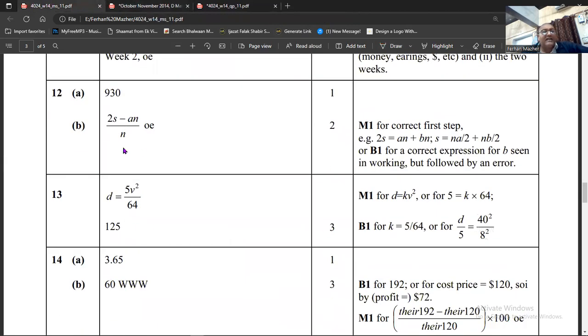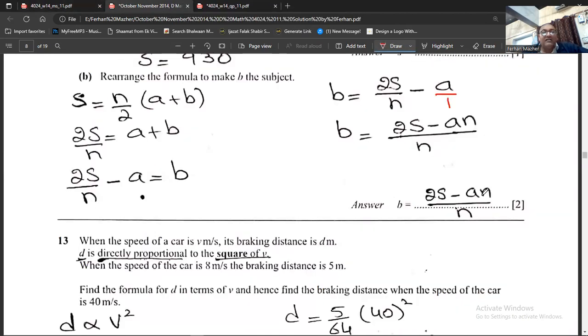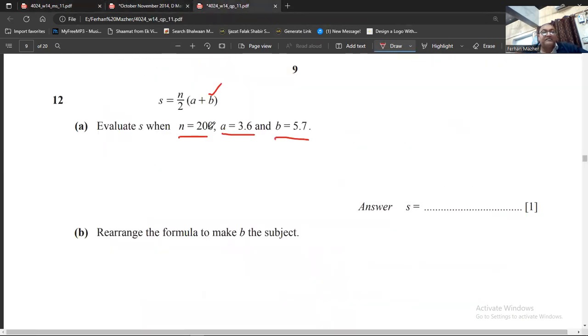As minus an, 2s minus an divided by n. Our answer is right.